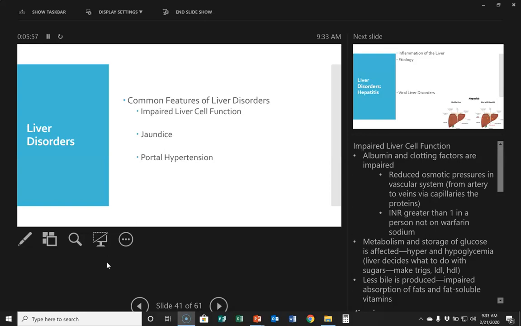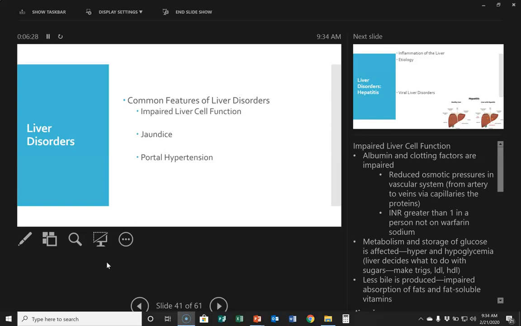So anyway, something else that we'll often see is people will say that their stools are white or clay colored, that they're very light in color because bilirubin's not making its way into the stool. And then we can start to see some signs and symptoms similar to that bile duct obstruction that we talked about with that cholelithiasis. You'll see that itching and things like that.